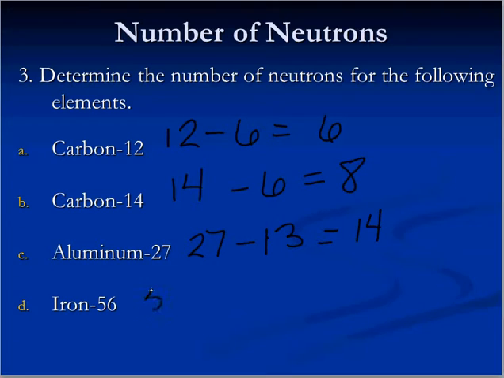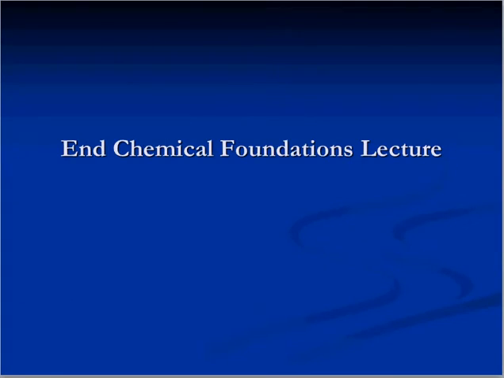Alright, then iron-56, minus the atomic number of 26, I get 30 neutrons. Alright, so this ends our lecture on chemical foundations.